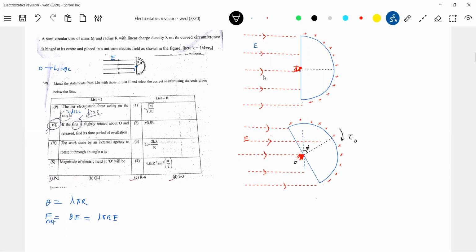So now how to get that torque here? So here, where is the charge present? Charge is present only on the circumference, no? So where will the center of mass of the charge be? The center of mass of charge will be located somewhere here. Call it P, I'll call it. So what is the center of mass of the charge distribution? 2r by pi. Shall I go for it? OP should be 2r by pi.